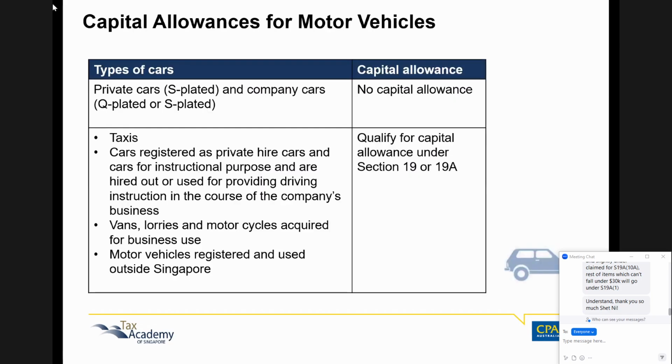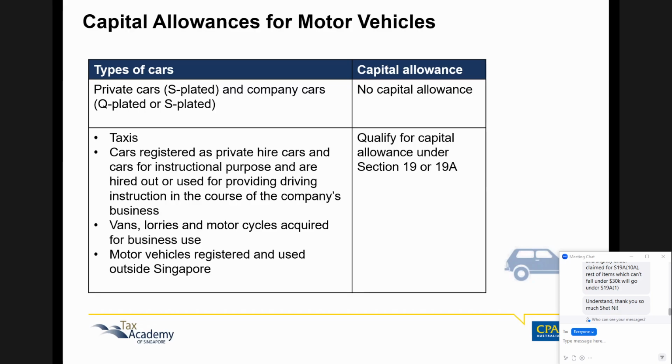Okay, now we move on. Capital allowance for motor vehicles. S-plate cars, company cars, Q-plate, S-plate: no capital allowance allowed. You see here we are very strict. Basically, they want to control the car population. So they say everything cannot be allowed. Expenses cannot be allowed, capital allowance cannot be allowed.